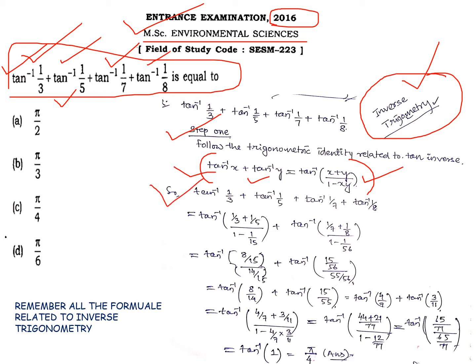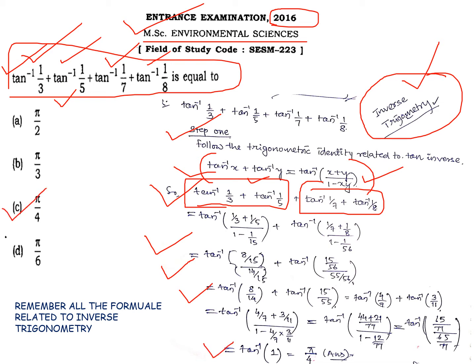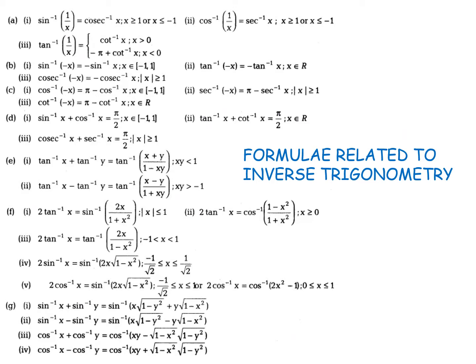So we should add the first two terms and add the third and the fourth terms. Then, solving that equation, we will get the final answer as pi by 4. So our answer is pi by 4. For this question, I have given you some examples of the inverse trigonometric identities that we are using. We have used this formula recently, so you should remember this kind of formula before going to the exam.